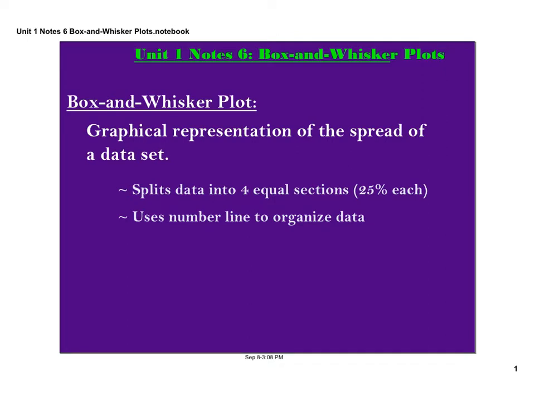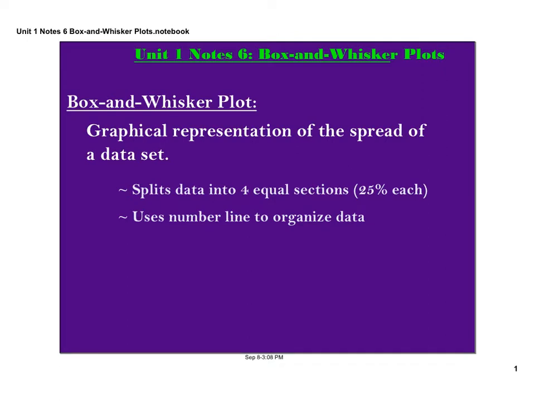All right, a box and whisker plot is yet another graphical display that we have for quantitative data. We take our data and we split it into 4 equal groups, which means there's 25% of the data in each group. We use a number line to organize that data and to show where it falls within the range of the data.